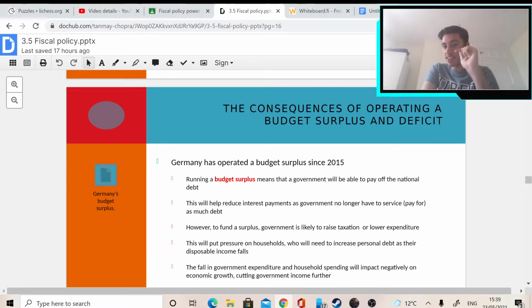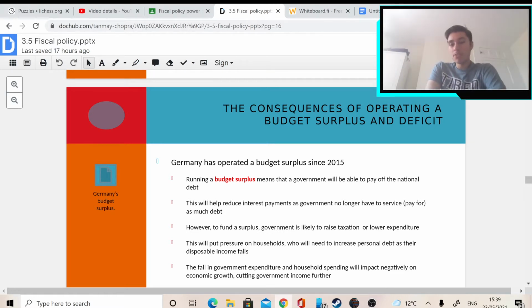Again, if you raise taxation, people start saving, businesses see a fall in demand, so they have to cut down on production. And as they cut down on production, it leads to unemployment, and then again government has to go under a budget deficit. So it's like self-correcting.